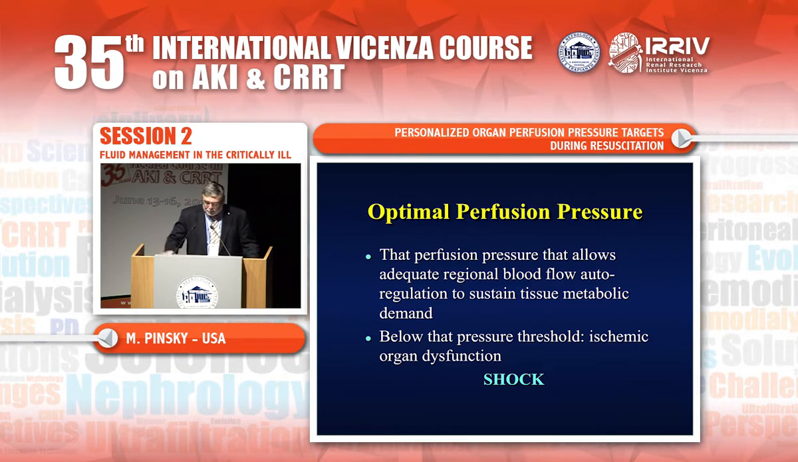What is the optimal perfusion pressure? Well, it's the pressure that allows for the body to auto-regulate its blood flow. You really don't care about blood pressure. You care that tissue blood flow is adequate to meet the metabolic demands of the individual tissues, whether that be the brain, the heart, or the kidney. Importantly, if you're below that threshold, then you're going to have ischemic dysfunction. And the other term that we use to call ischemic dysfunction is shock.